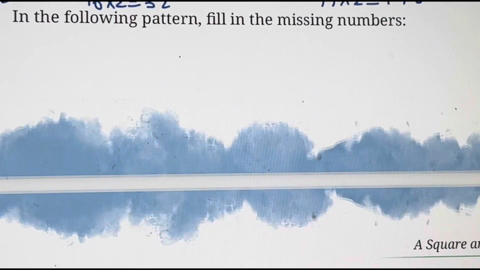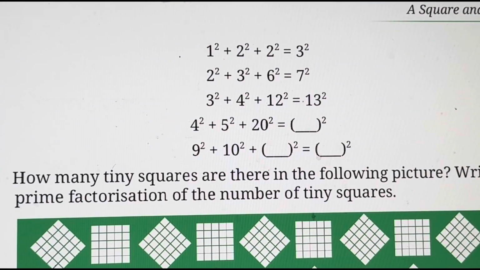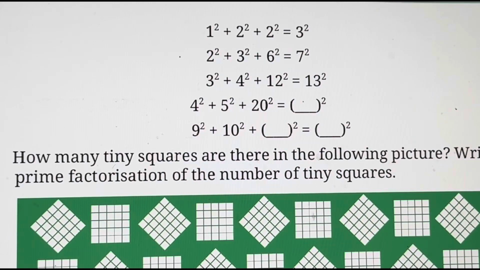Now question number 8. In the following pattern, fill in the missing numbers. So there is a pattern. First we need to observe the pattern and then decide which numbers will fit in. If you see here, 1 square plus 2 square plus 2 square is equal to 3 square. Right? Then 2 square plus 3 square plus 6 square is equal to 7 square. So what do we see here? 1 into 2 is 2. 2 into 3 is 6. And then the next number. Then 3 fours are 12. And then the next number square. So first two numbers are to be multiplied. The square is added. So you get the square of the next consecutive number.